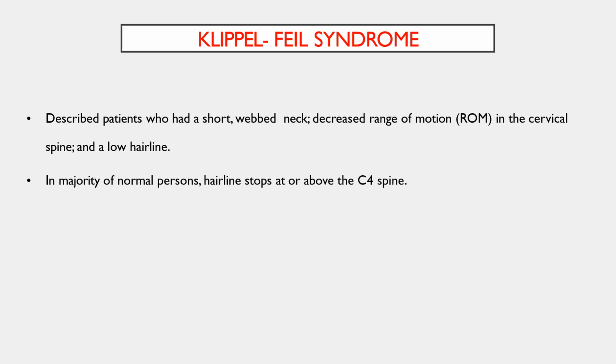Last one, and that is one more CV junction abnormality, Klippel-Feil syndrome. As all of you know, patient will be having short stature, webbed neck, and decreased range of motion in the cervical spine, and patient will be having low hairline. Low hairline is said if the hairline is present below the C4 spine.